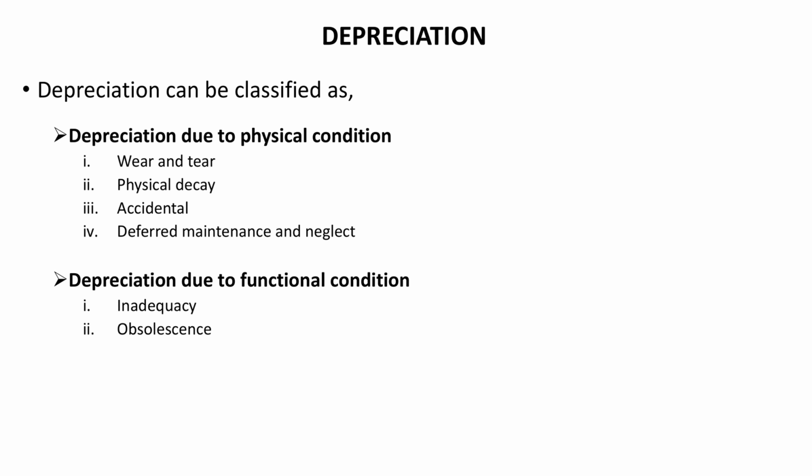Depreciation can be classified as depreciation due to physical condition and depreciation due to functional condition. Under depreciation due to physical condition, we have wear and tear, physical decay, accident, deferred maintenance and negligence. Under depreciation due to functional condition, we have inadequacy and obsolescence.